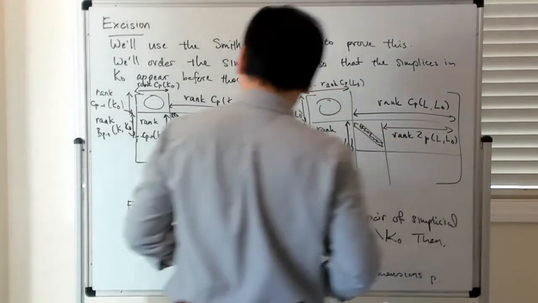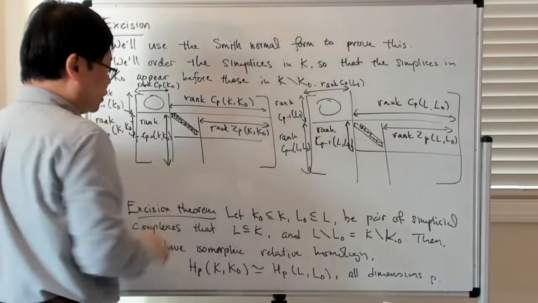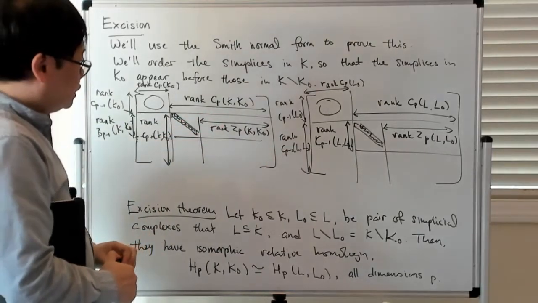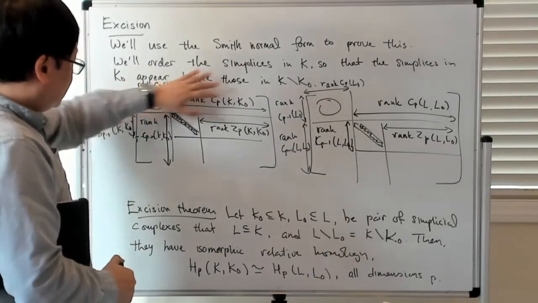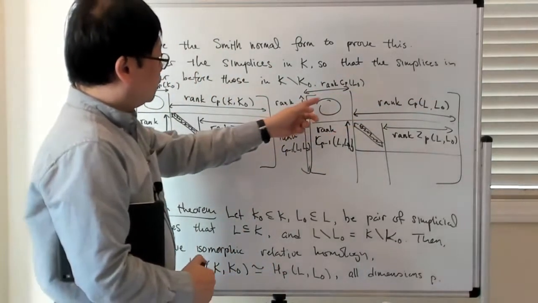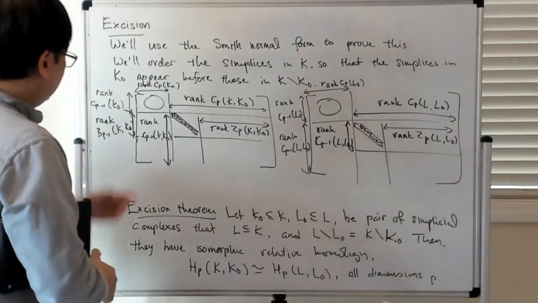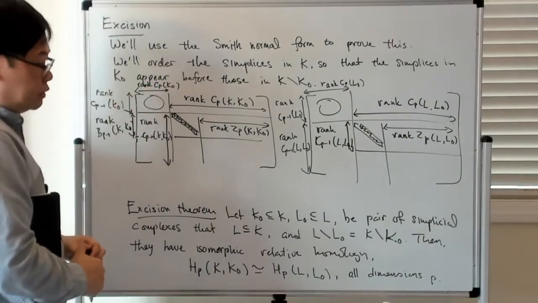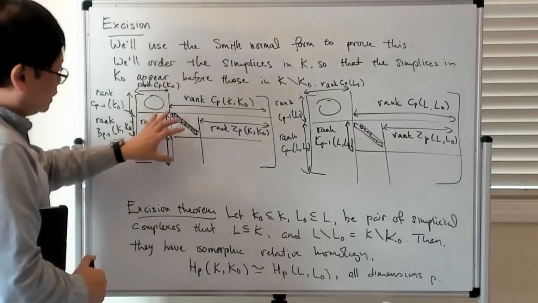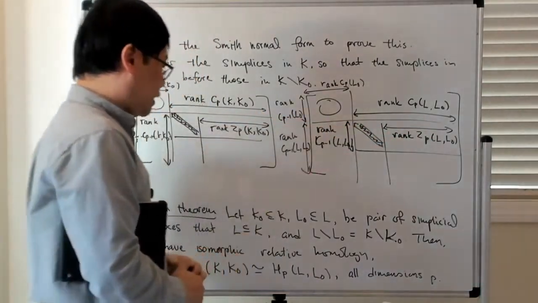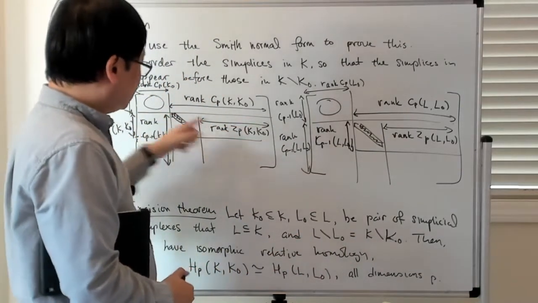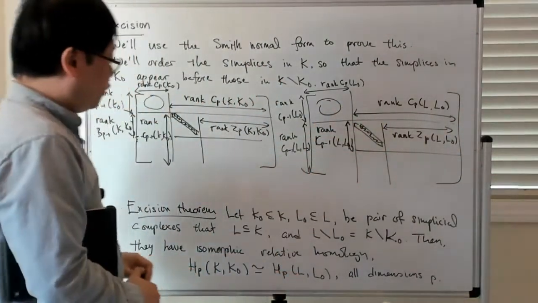So the bottom line is that this subblock, the non-trivial part, which is relevant in computing the relative homologies, will be the same. This top part will be different because in general the rank of C_p(L0) will differ from the rank of C_p(K0). But the part relevant for computing relative homology is exactly this piece, and by the assumption that L excluding L0 equals K excluding K0, this block has the same dimension as this block, and it's exactly the same thing.